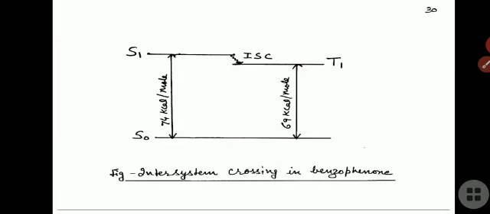Have a look at the figure. S0, S1 and T1 states are shown. So you can see the energy gap is 5 kilocalories per mole. So the intersystem crossing has 100% efficiency because of the small energy gap. Now many aromatic ketones and other aromatic compounds have high intersystem crossing efficiencies, while there is high energy gap in the two states of olefins. So they have a lower tendency to intersystem crossing.